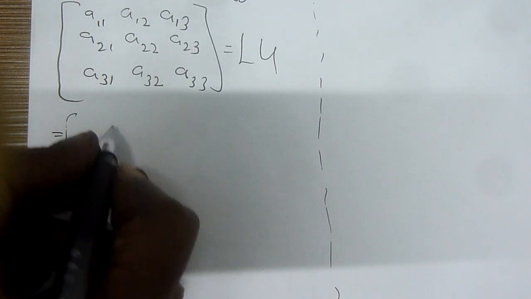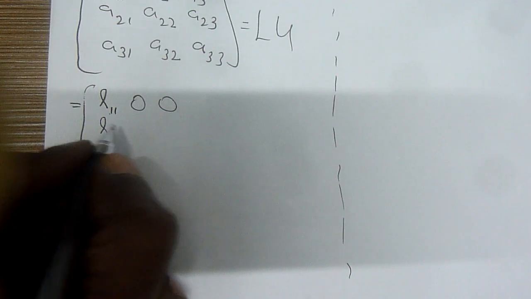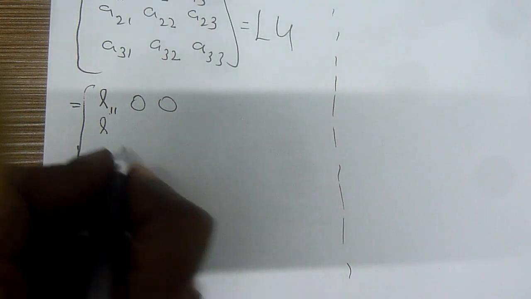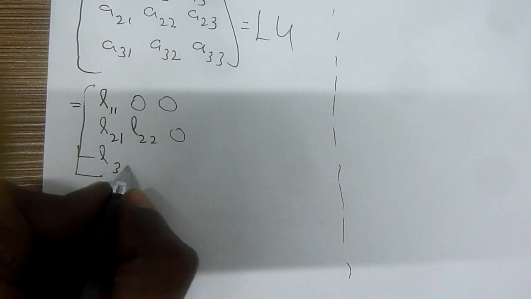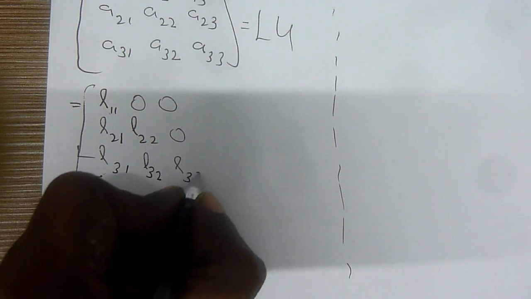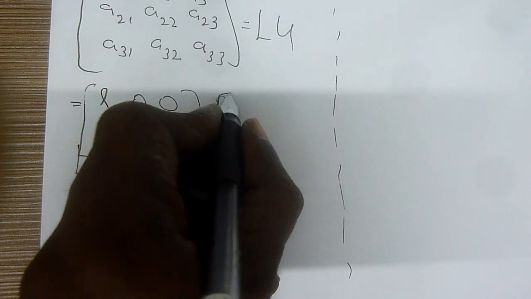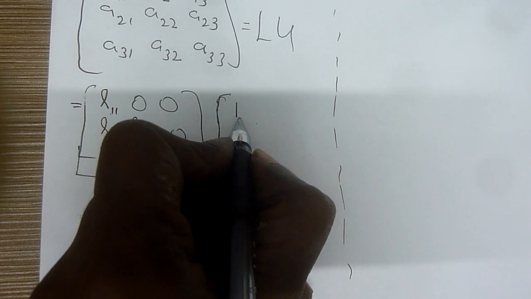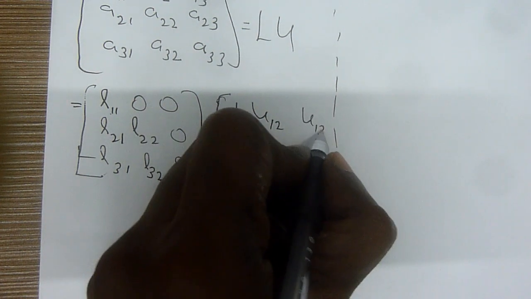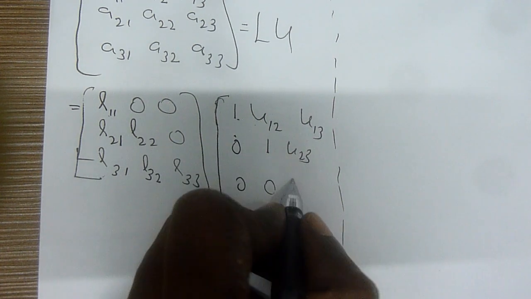You can see how I am splitting this. L11, 0, 0, L21, L22, 0, L31, L32, L33. And for U, you should make the diagonal a 1. That's the contribution of Crout's. You need to make it a 1. U12, U13, 0, 1, U23, 0, 0, 1. Okay, now you multiply and see.